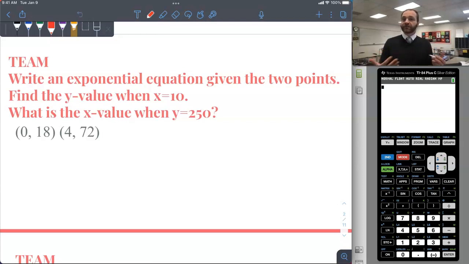In this case, you're given 2 points. You're given 0.18 and 4.72. And you're going to be asked to write an equation. Probably going to be asked to plug in an input and find the output. And you might even be asked to find what an input is based off of an output. And that's really what these 3 things are looking at. Now, this is just a straightforward problem. It's not a modeling one, but the modeling one deals with the same concept.